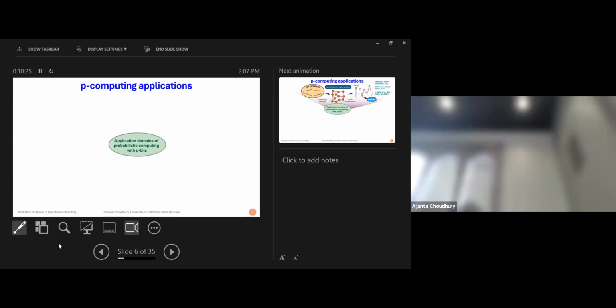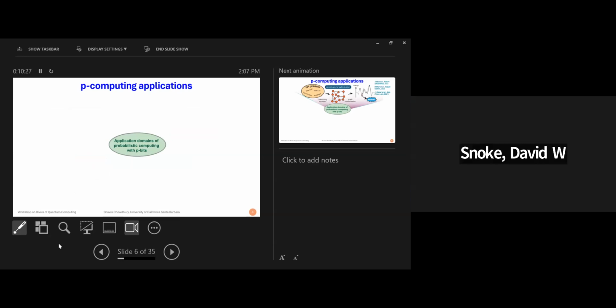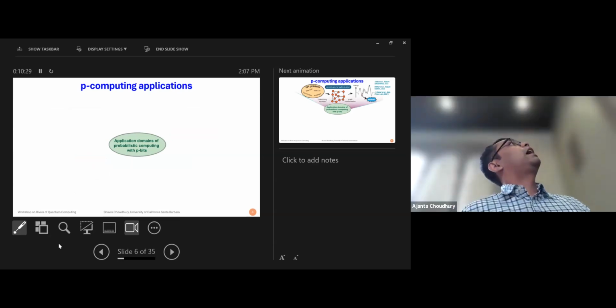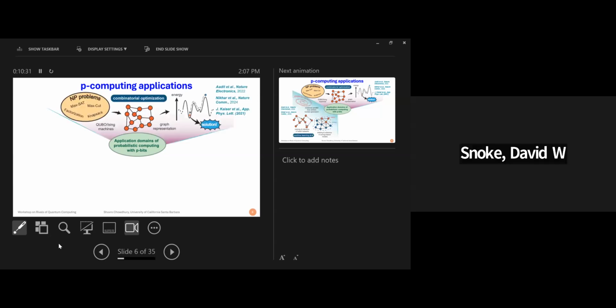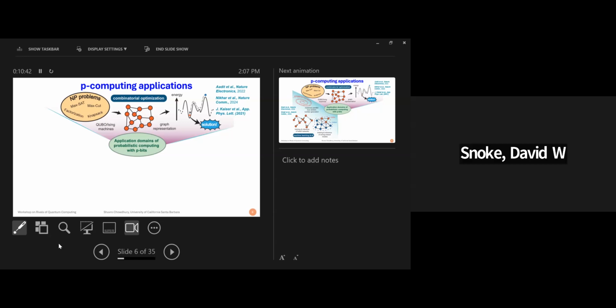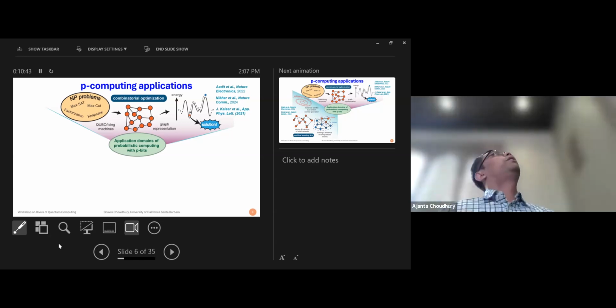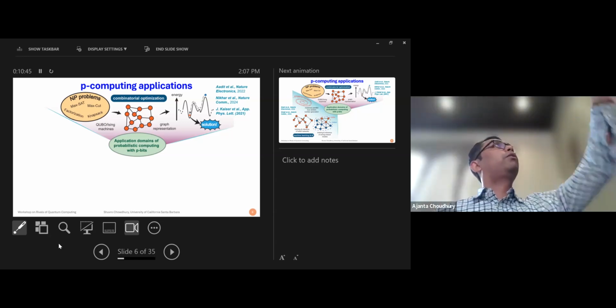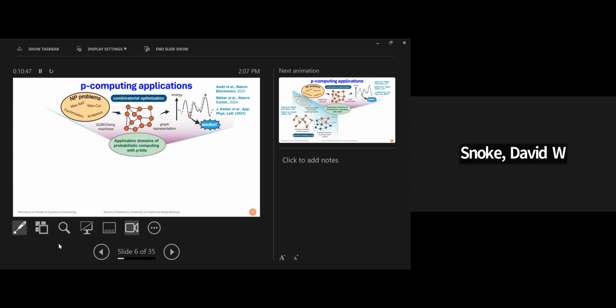Now, what are the applications of p-computers? So over the years, we have found many interesting applications for probabilistic computers. Of course, for most of us, the combinatorial optimization, where you have to find the ground state of the given problem, or at least you have to give a good approximation to the ground state. And here are a few references from our group and some other groups which use p-computers.